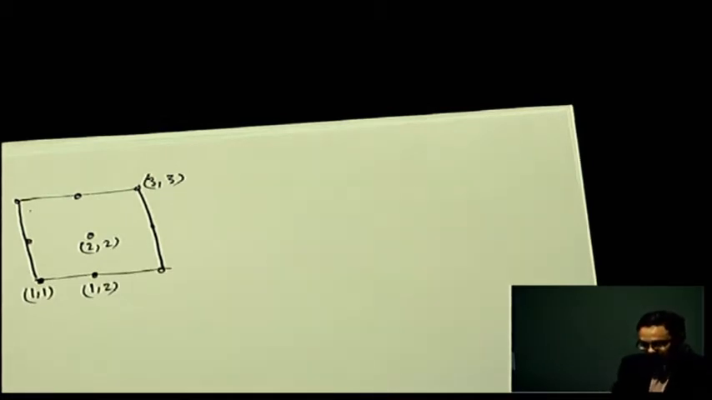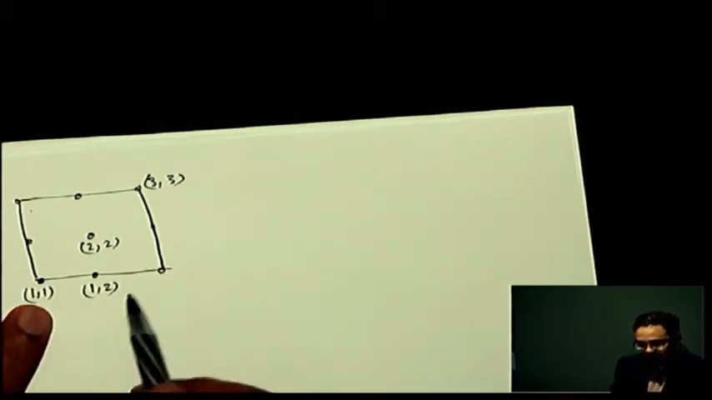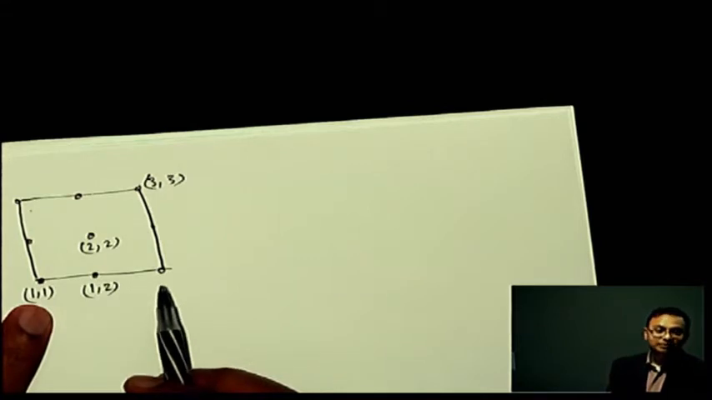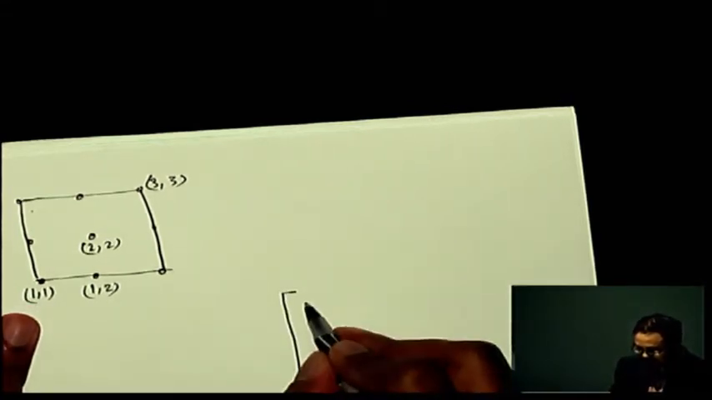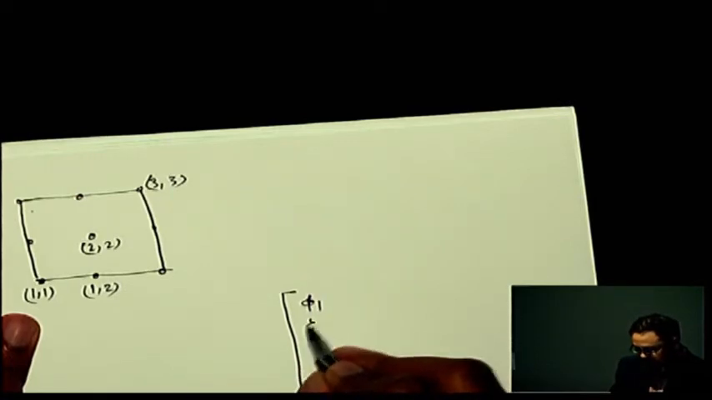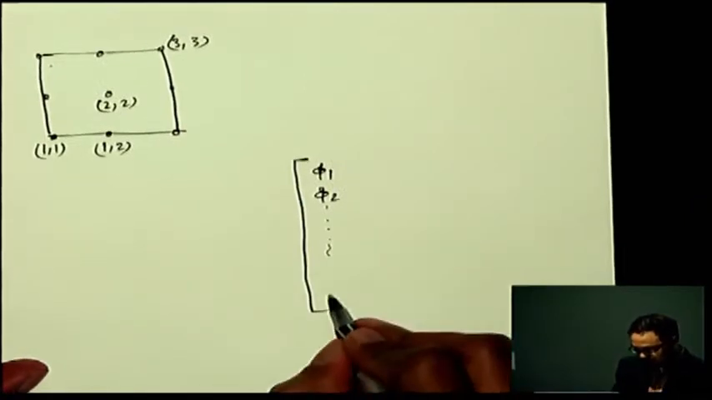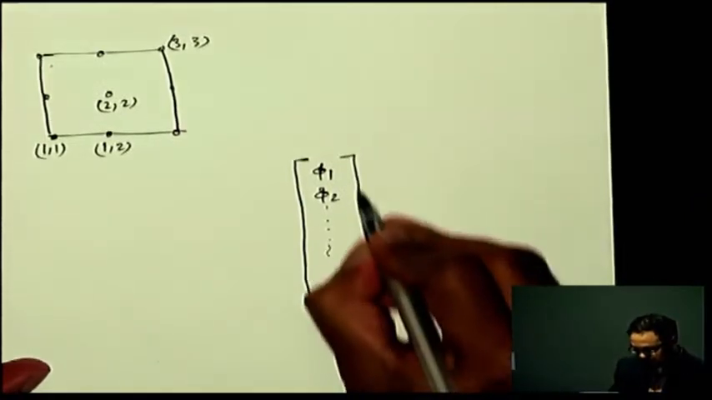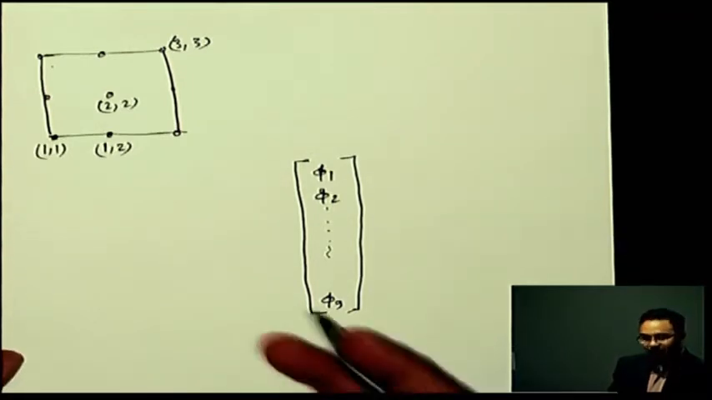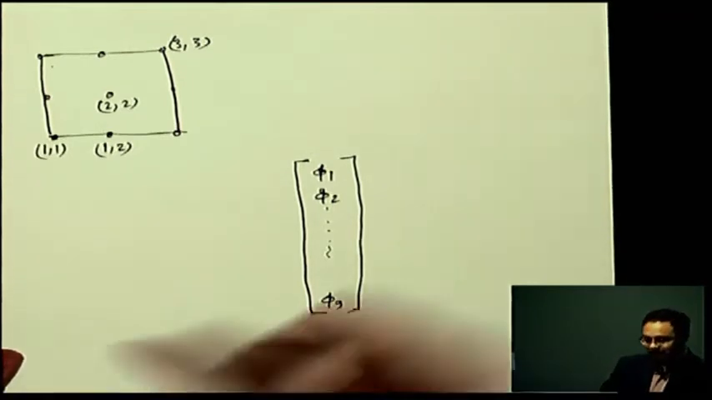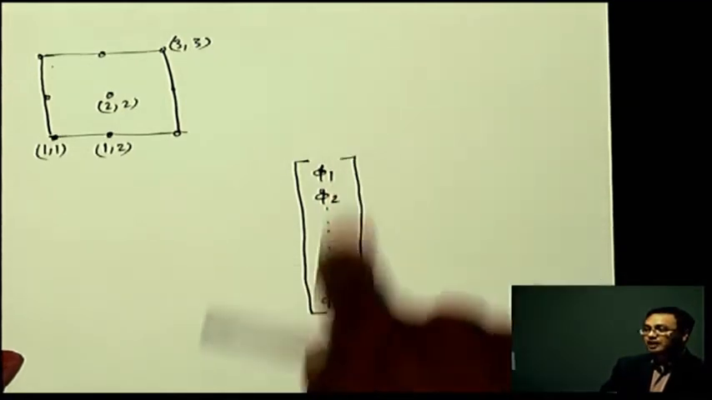Now I can't use this i and j index anymore when I set up the matrix. Why? Because I have 9 unknowns. My unknowns will be phi 1, phi 2, all the way up to phi 9. Notice that I am not calling it phi 1 comma 1, phi 1 comma 2, phi 1 comma 3, because if I keep using that double notation, my computer won't understand anything. It thinks of this as a one-dimensional vector which has 9 unknowns.